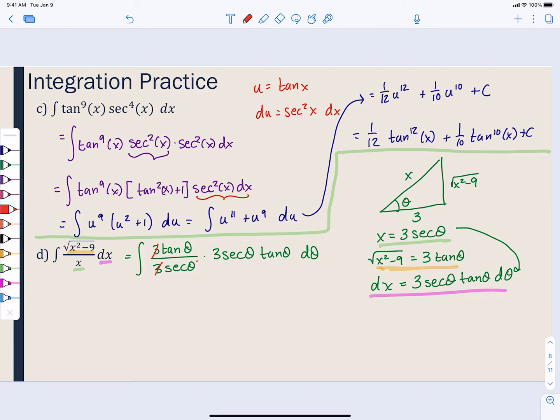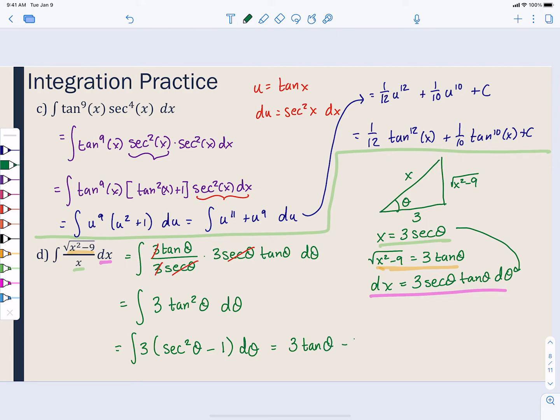So those 3's cancel, those secants cancel, and we end up with the integral of 3 times tangent squared of theta d theta. We've seen this one a couple of times, and the best thing to do is to turn this into secant squared of theta minus 1 d theta, because then the integral of secant squared is tangent, and the integral of that 1 is going to be theta, and I just distributed 3 through, so that we don't forget to do that part of it, and then plus c.